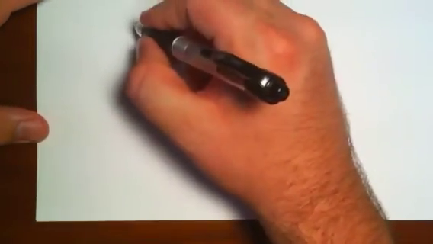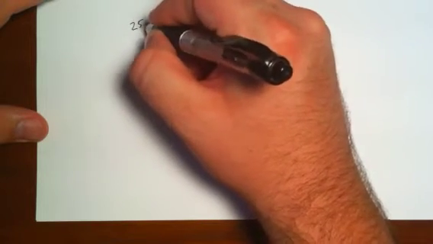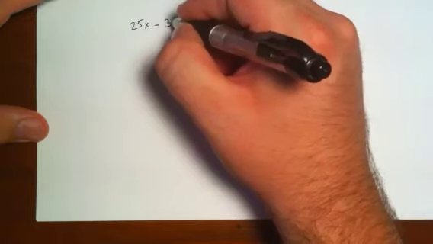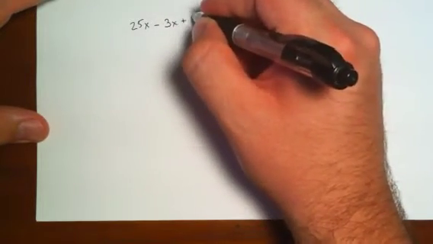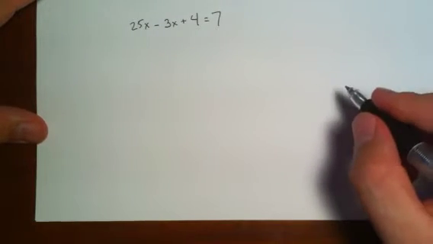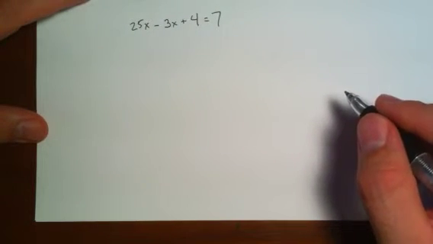So let's do another example here. Let's get a little bit more complicated. Let's see, 25x minus 3x plus 4 equals 7. How about? Okay? So it's a little bit more complicated, but again, pretty much the same.